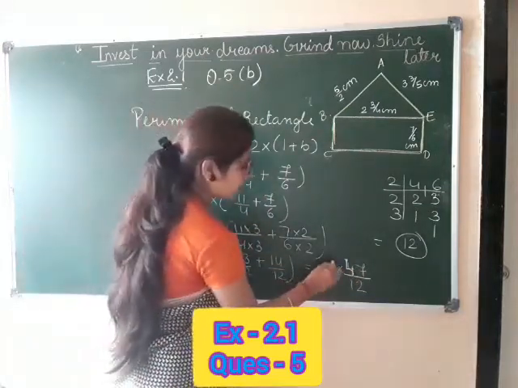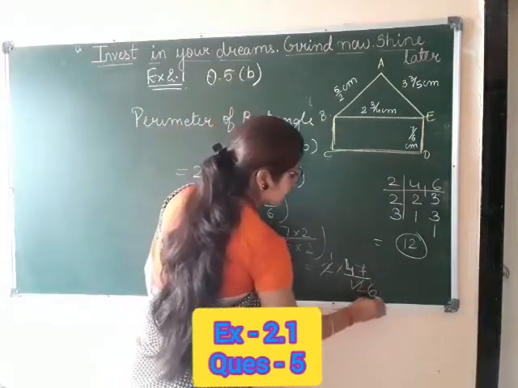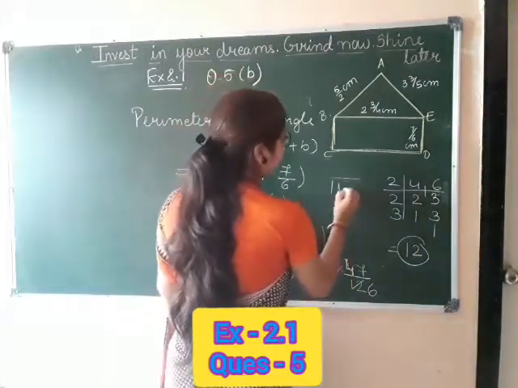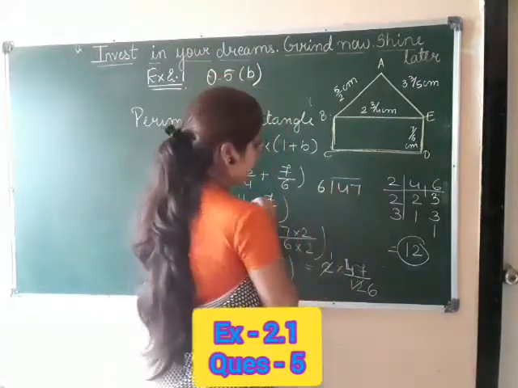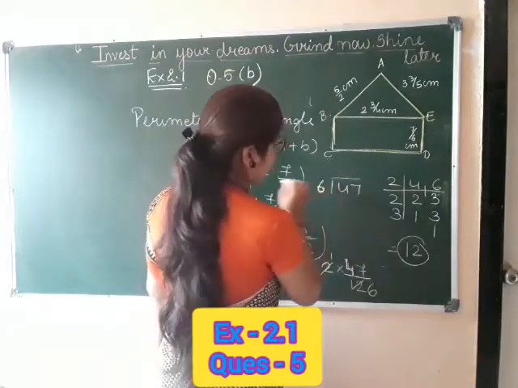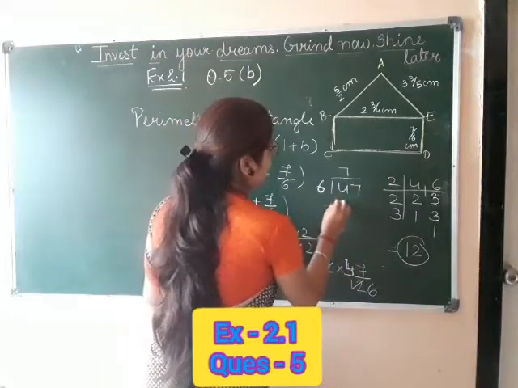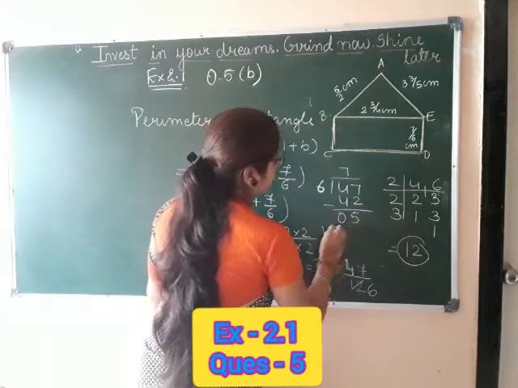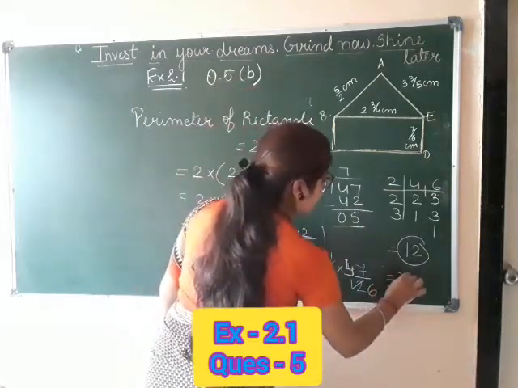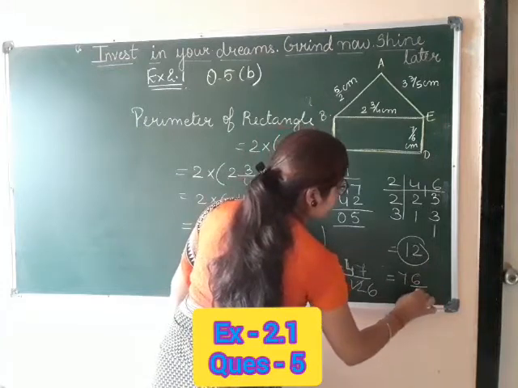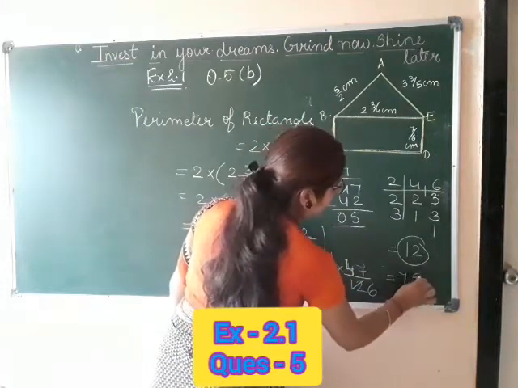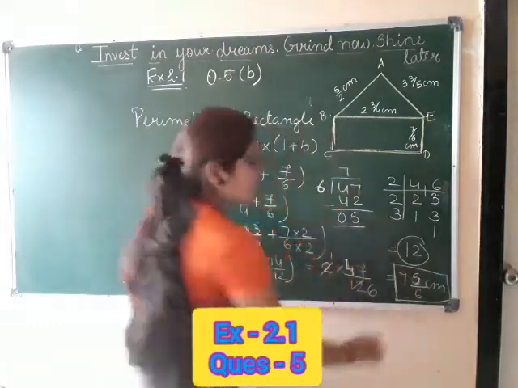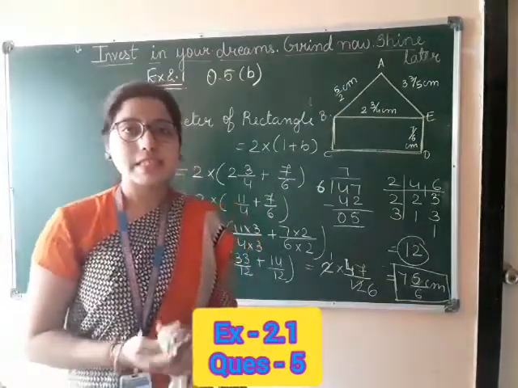Now here, 2 ones are 2, 2 sixes are 12. We will divide and see: 47 divided by 6. 6 sevens are 42, remainder 5. That means quotient 7, remainder 5, and divisor 6. So the perimeter of this is 7 5 upon 6 centimeter.